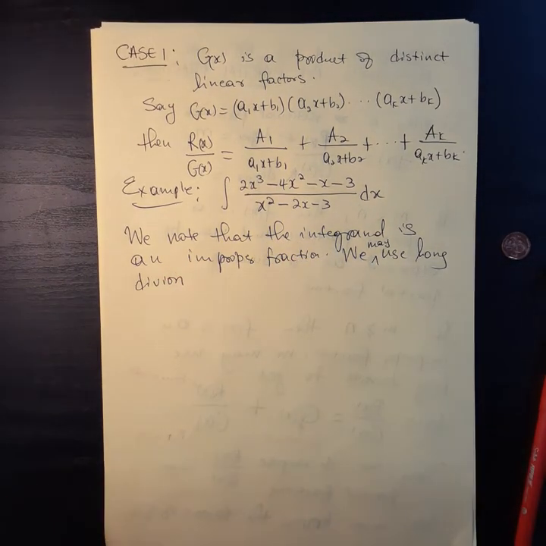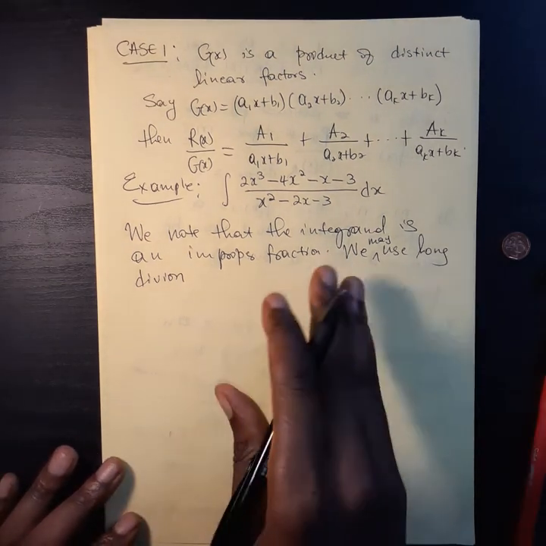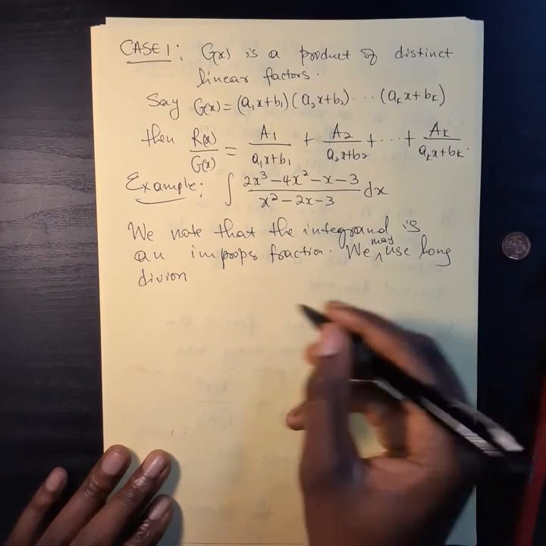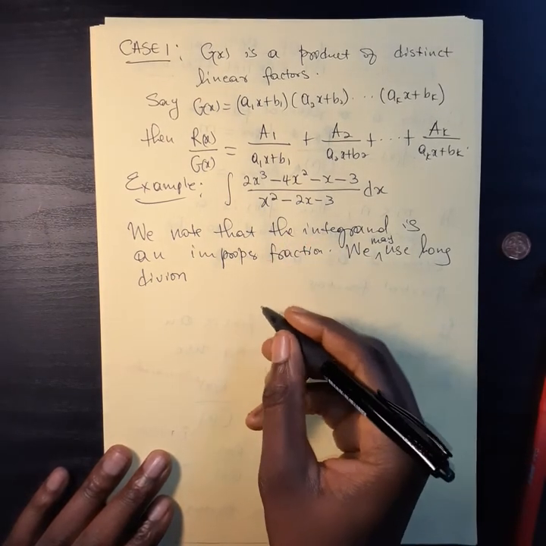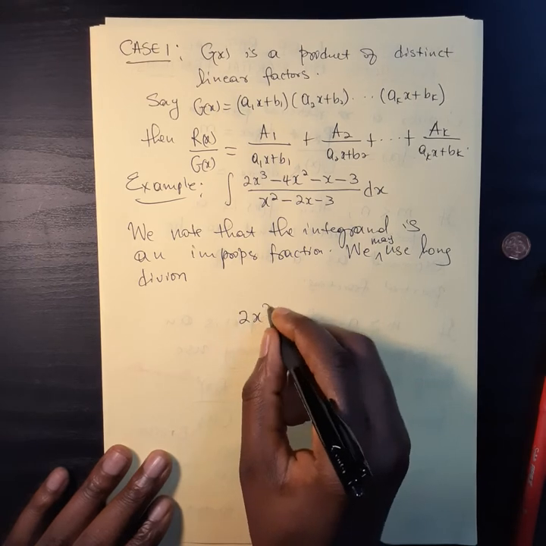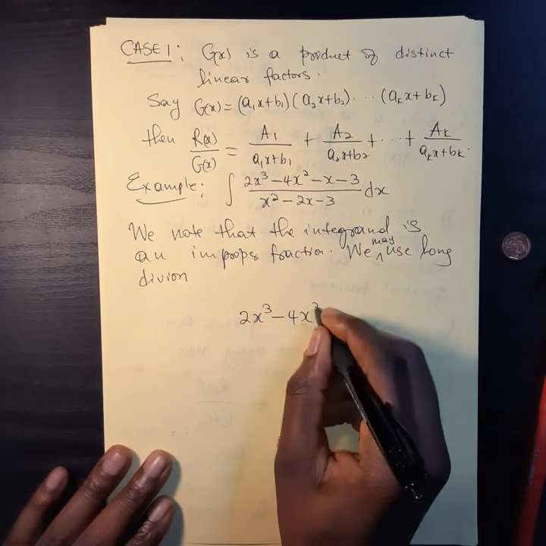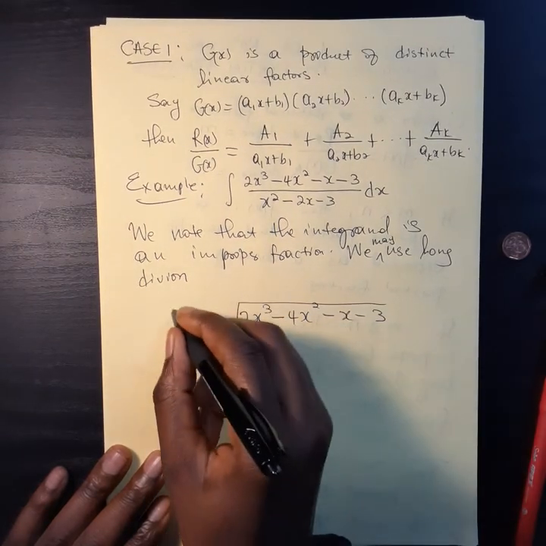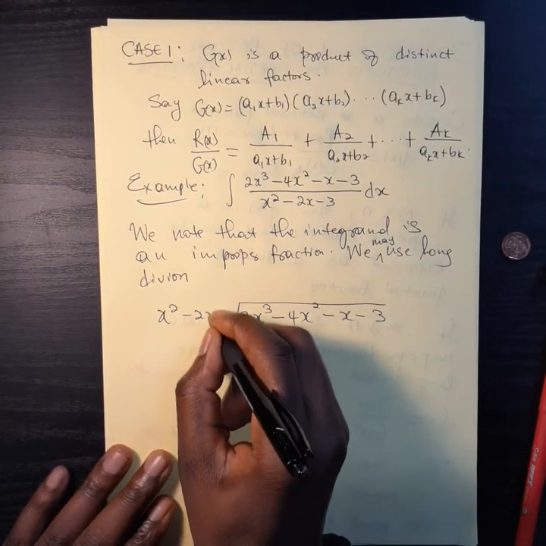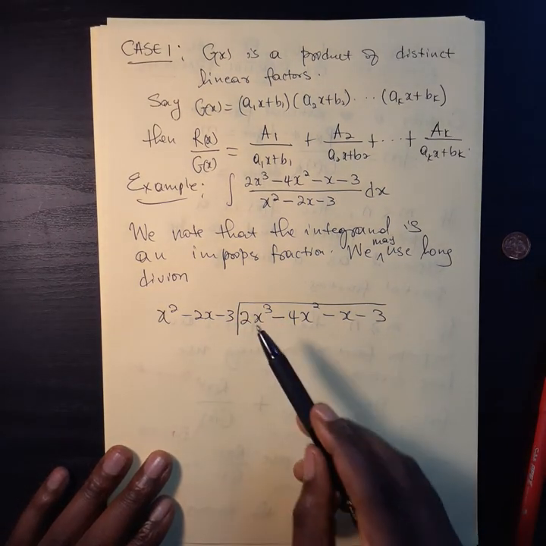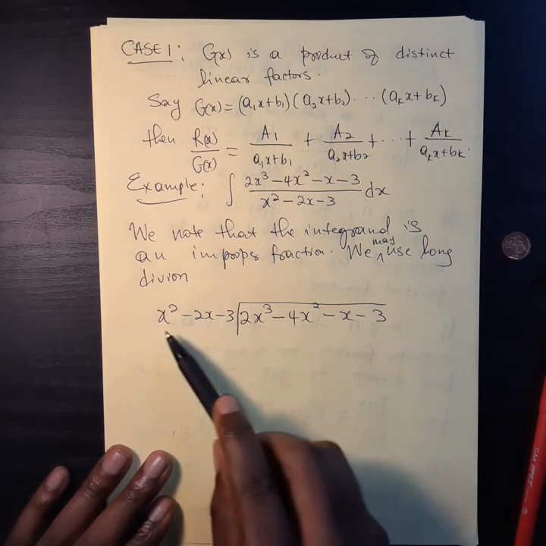So if you have another way, then it's okay, but we may use long division. And then when we use long division, what are we talking about? We just want to divide this. We have got 2x cubed minus 4x squared minus x minus 3. We divide this by x squared minus 2x minus 3. So when we divide, we are dividing 2x cubed by x squared.